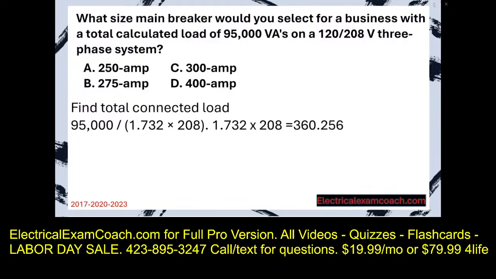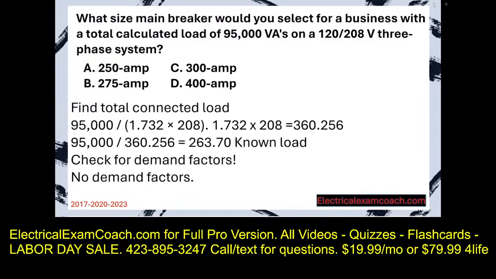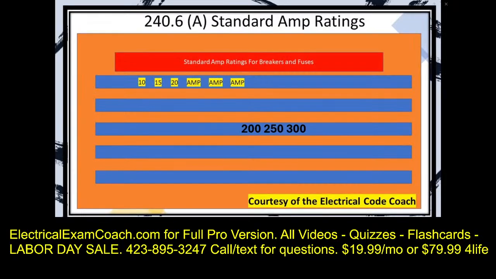360.256. It seems like a lot of work on the front end, but you'll find that you'll trade this little bit of math for what this is getting ready to provide for us. Now we can do our math, and after we divide it out, we end up with 263, and of course we would round up in this case. There are no more demand factors, so we head to table 240.6(A) and choose the next standard size.